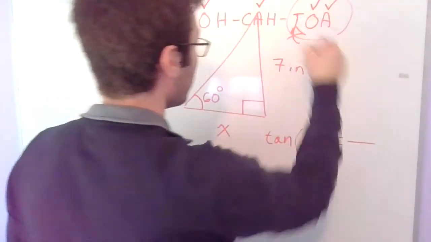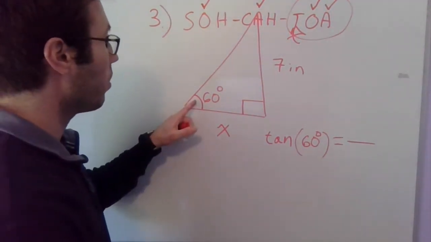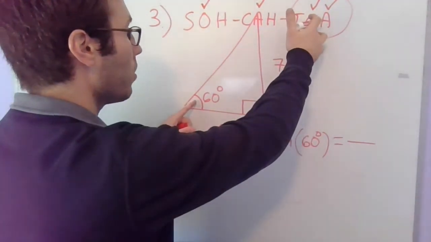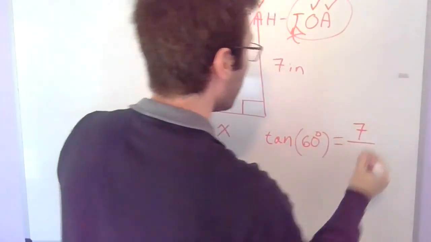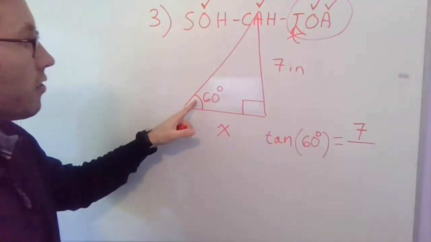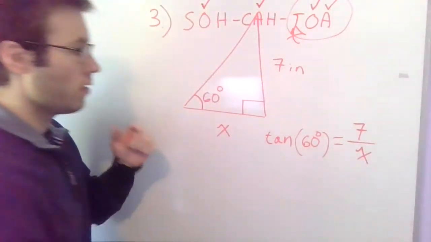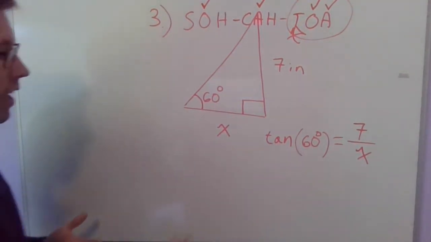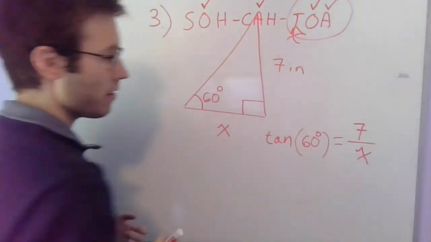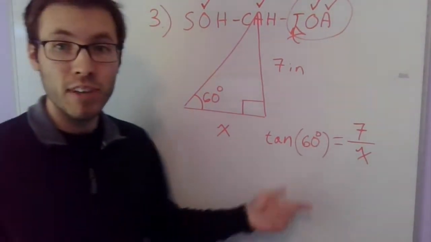They're all fractions here. I put a fraction. Opposite. Well, what's the side opposite? That's 7, so I put a 7 here. Over adjacent. What's the side adjacent? That's x. Oh, no, we have x in the denominator. How do I get x out of the denominator here? Yes, I multiply both sides by x.